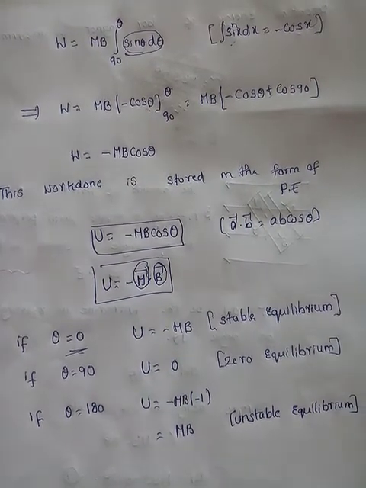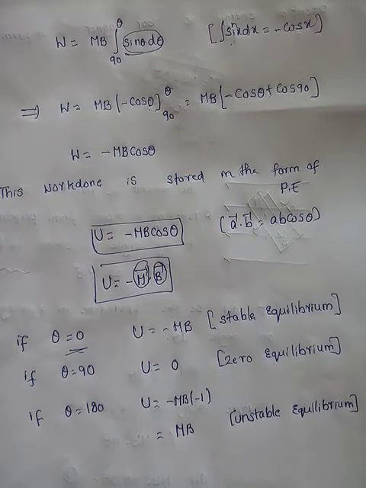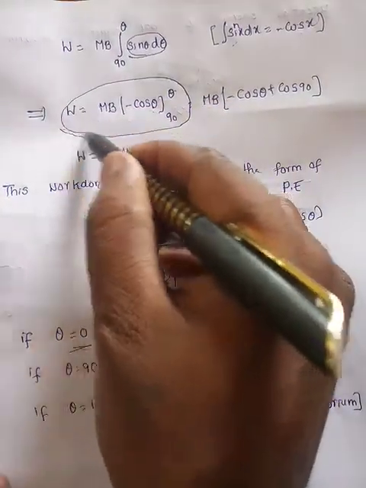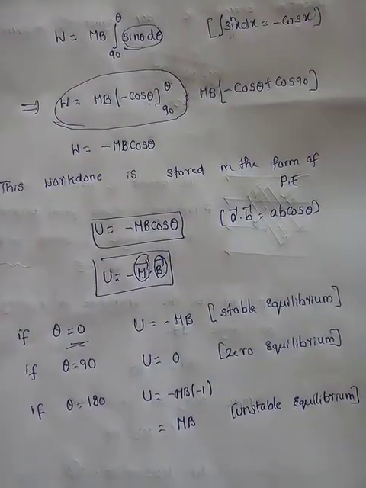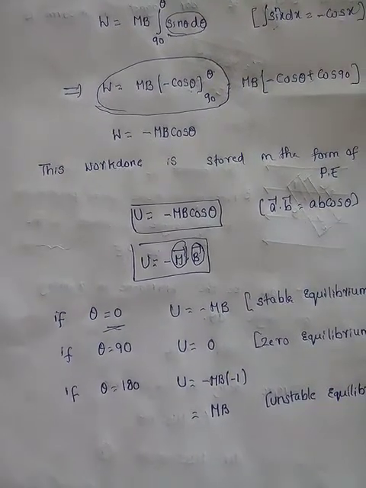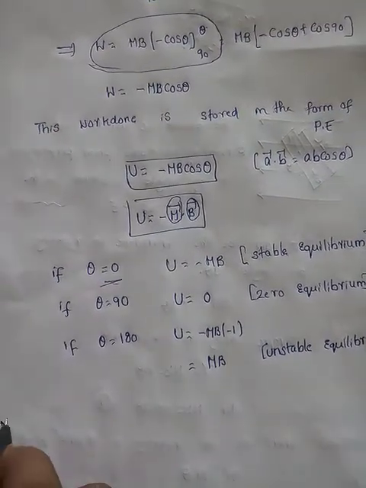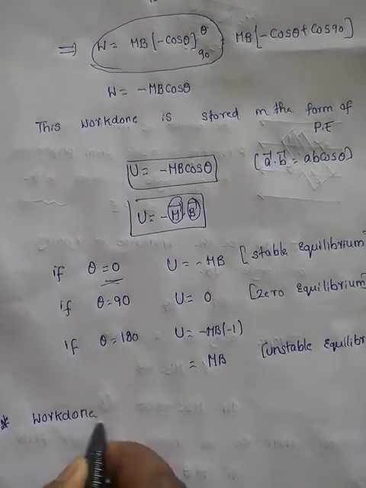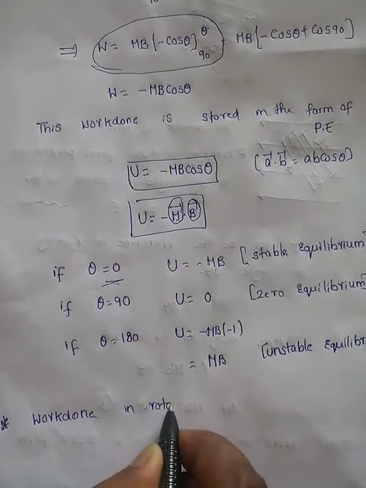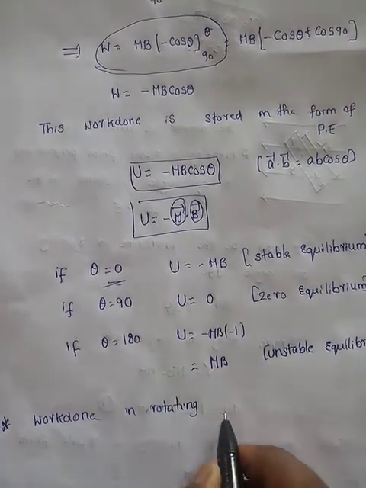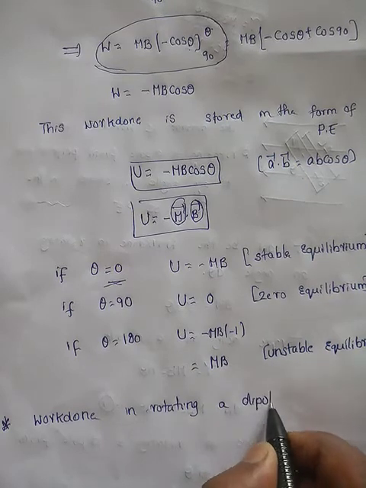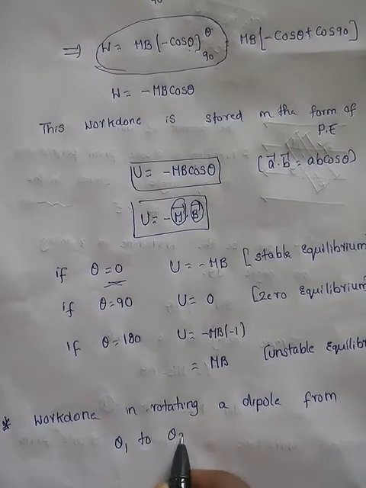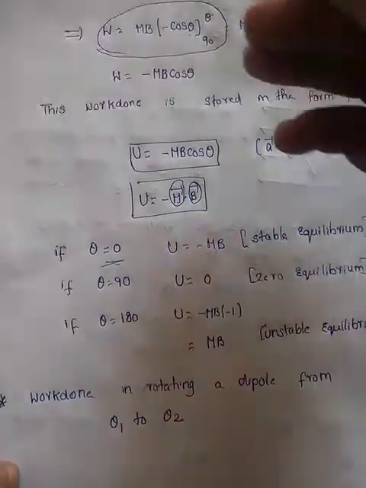Okay. So, these are the conditions of potential energy of a bar magnet. Here we consider the condition where the work done is in moving the dipole from 90 to theta. Generally, from a problem point of view, they will ask the question as work done in rotating a dipole from theta 1 to theta 2, not from 90 to theta. So, we can apply the same condition, right?